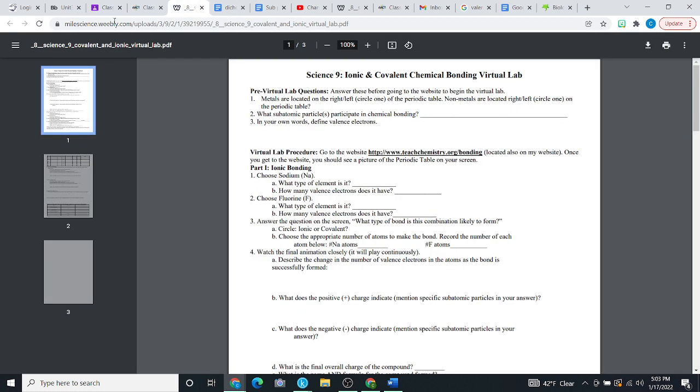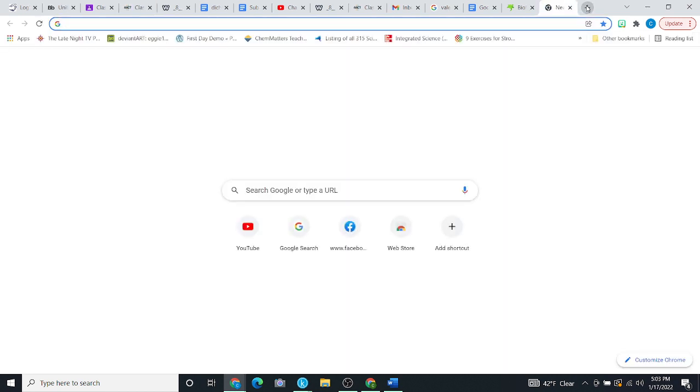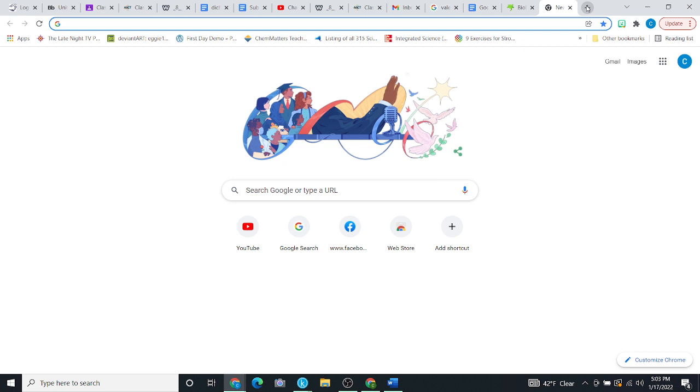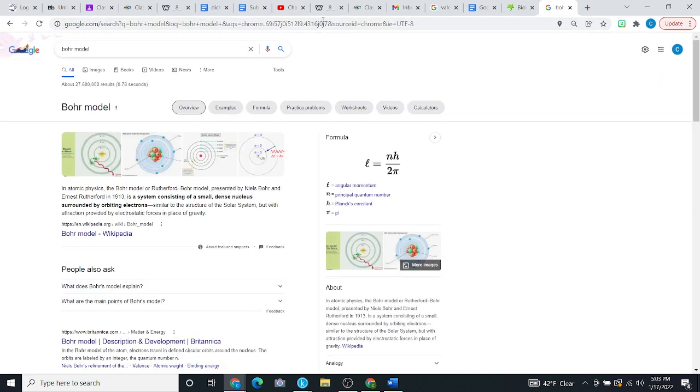How many valence electrons does it have? Valence electrons are the outermost electrons. Now, those are the ones that we care about. The ones on the inside, on these other energy levels, are complete and they're not reactive. It's these outer ones we have to worry about. So instead of having to draw all these circles, and I'll show you what I mean here, let's do Bohr model.